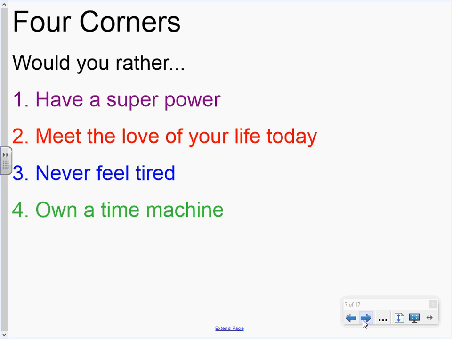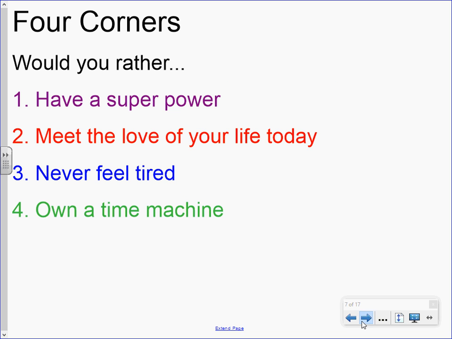If you want a superpower, go to the door. If you want to meet the love of your life today, come by my desk. Never feel tired, ironically, please go to the couch corner. And if you want a time machine, go to that fourth corner. Yeah, we don't want time machines. Okay. Nobody wants to meet the love of their life today.